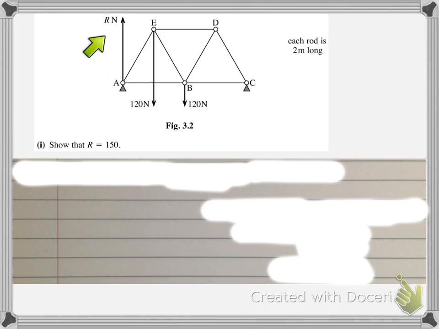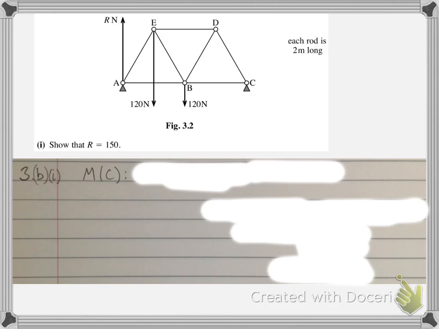So R is this reaction force at A. Now, we've got a couple of 120 Newton forces, and we don't have any information about what's going on at C. So there may well be a reaction force at C, which, if we take moments about C, the perpendicular distance of the direction of that force from C will be 0, so we won't need to worry about that force. So we'll start by looking at moments about C.